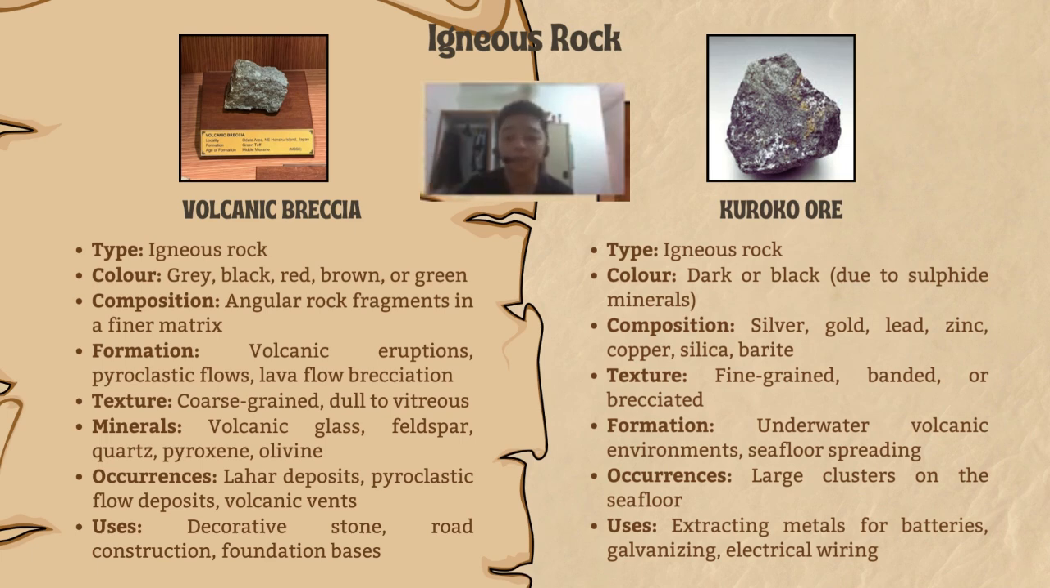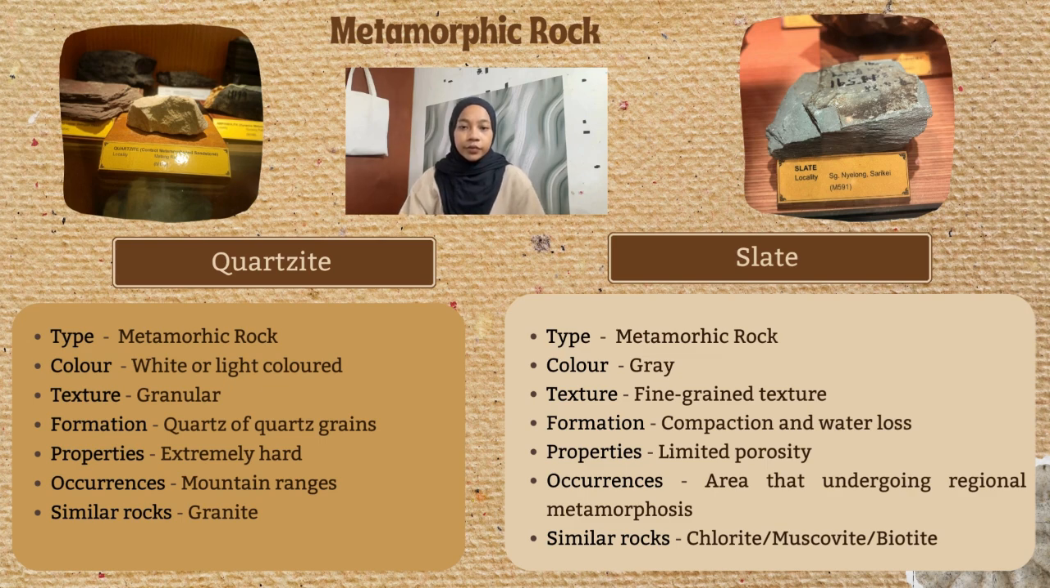Thank you. I will talk about two different types of metamorphic rocks. The first one is quartzite. Quartzite is a tough metamorphic rock known for its light color and grainy texture, formed from quartz grain that undergo intense heat and pressure. It's extremely hard and durable, making it resistant to wear and tear.